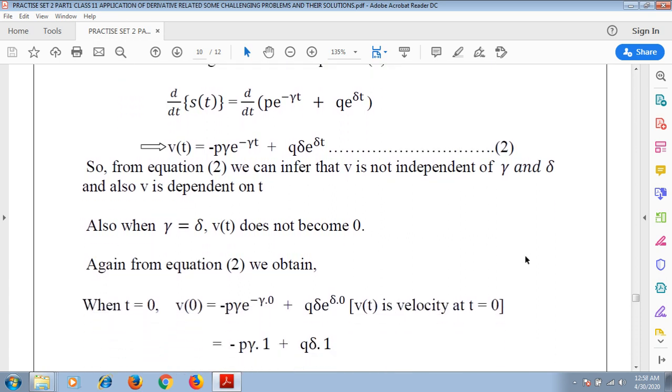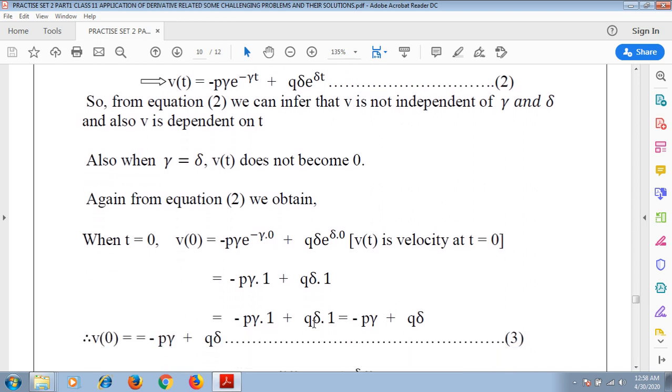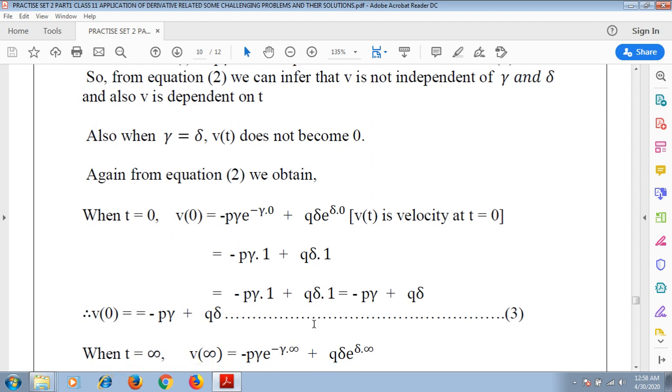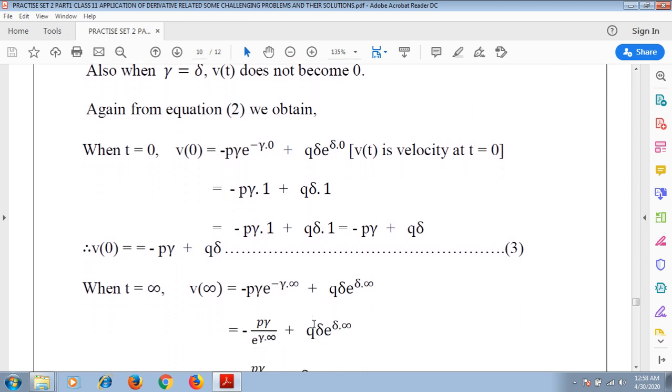And again, from equation 2, we also obtain that when t equals 0, V, that is V0, equals minus P gamma e to the power minus gamma into 0 plus Q delta into e to the power delta into 0. Vt is velocity, and V0 is velocity at t equals 0. Okay, students? Here we have used this notation. So we have minus P gamma into 1 plus Q delta into 1, that is V0 equals none other than minus P gamma plus Q delta. We have numbered it as equation 3.